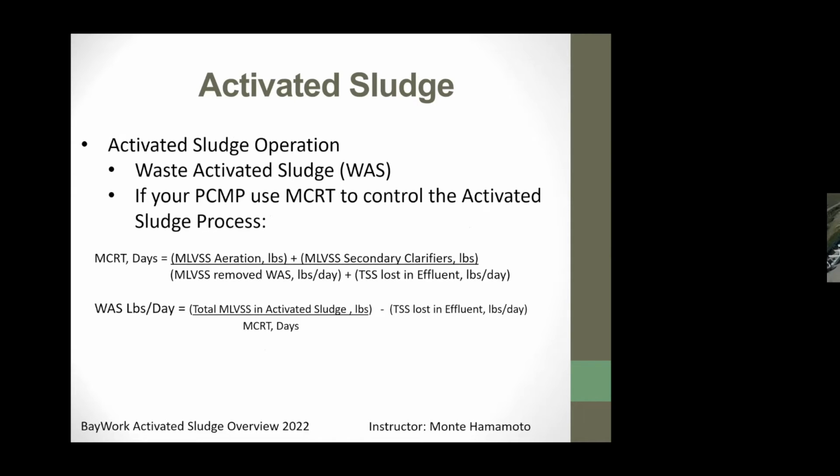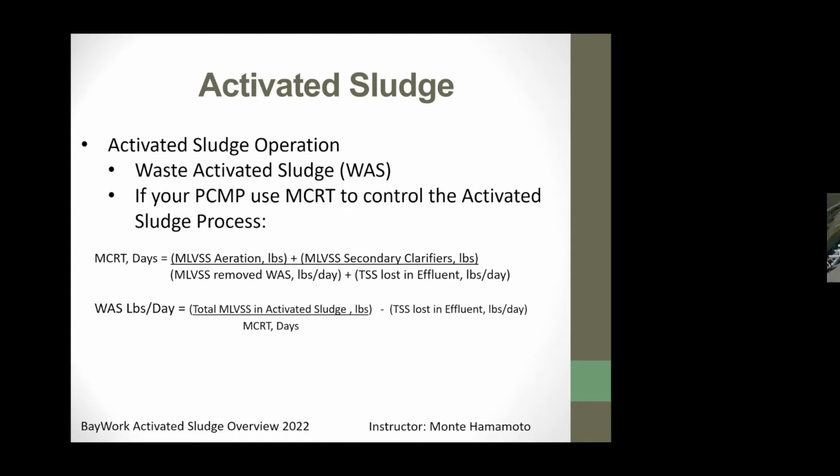And this is another reason I really like to use the MCRT: you can manipulate the MCRT calculation or the formula to basically get your formula for your wasting. You can say, hey, my target is an MCRT of 2 days, 3 days. You can plug that in. This is what my actual mixed liquor volatile solids is today. And this is what my effluent TSS was yesterday. And it'll actually tell you how much waste activated sludge you need to pull out of the system to maintain your target 2 or 3 day MCRT.